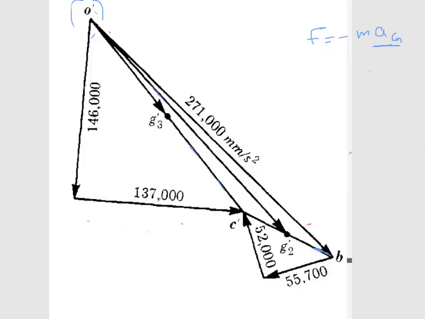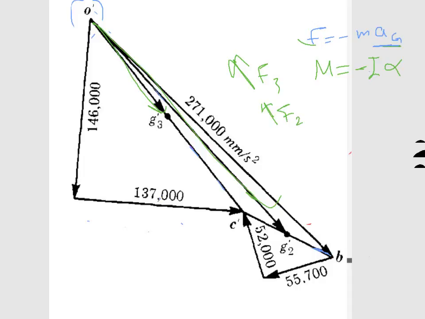As we have said, the force is equal to minus mass multiplied by acceleration of the centroid, and the moment is equal to minus moment of inertia multiplied by angular acceleration. So how do we find the direction for the force? We know the direction of the acceleration of the centroid, so the force is in the opposite direction. This is F3. And the same principle for F2.